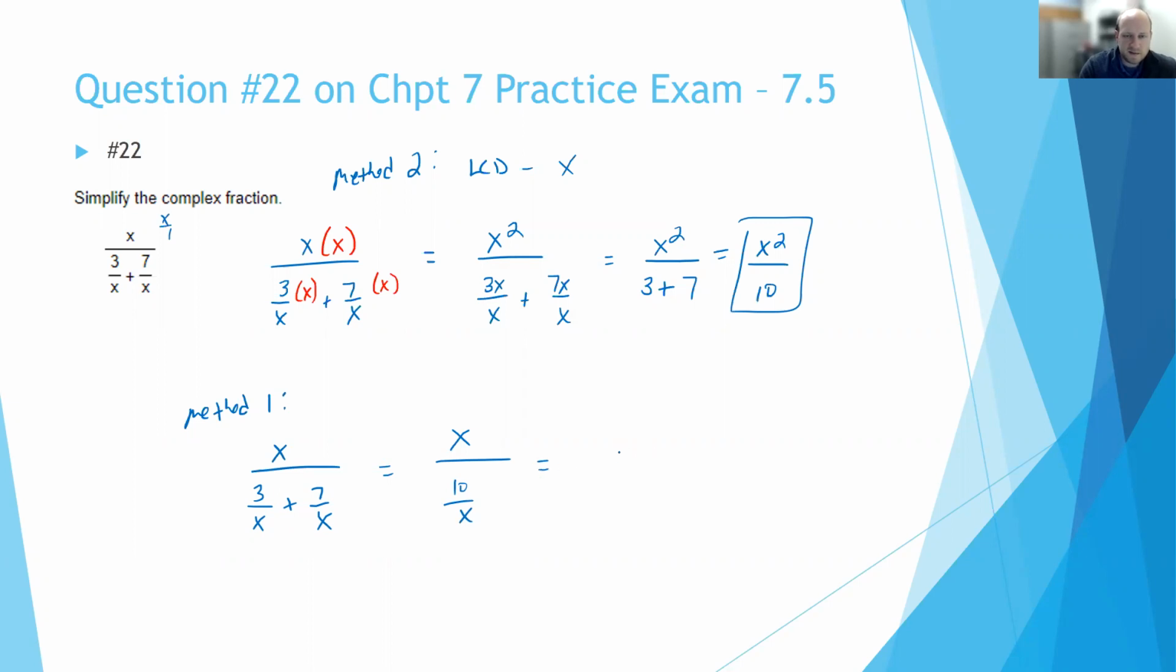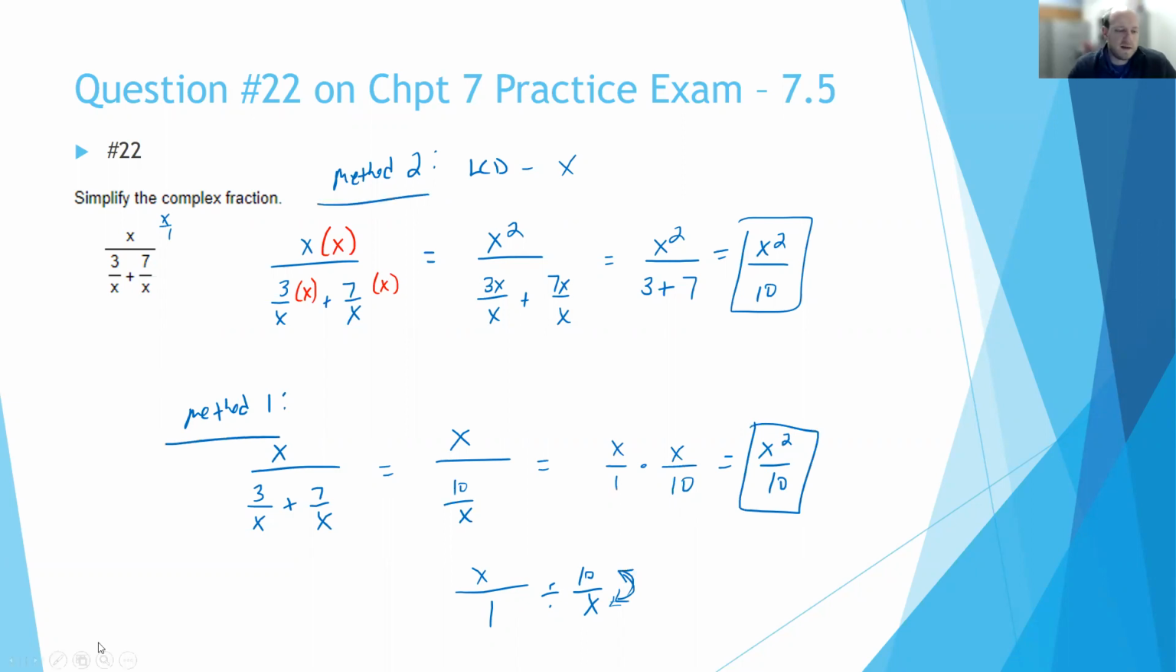And then now what I can do with this is I can say this is x over 1 times x over 10, right? I took this, x over 1 divided by 10 over x, and I changed the sign to multiplication and I flipped the second one. Do you see why it helps to write it out like that? It's going to help you make fewer mistakes when you flip that second thing. So then this is again going to be x squared over 10. So either way you do it, method 1 or method 2, you're still going to get the same answer, x squared over 10.